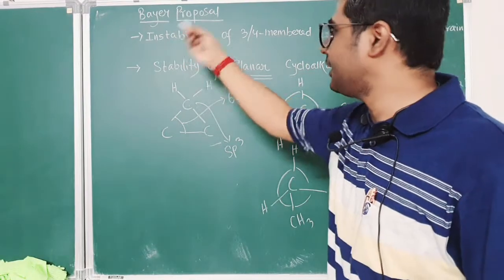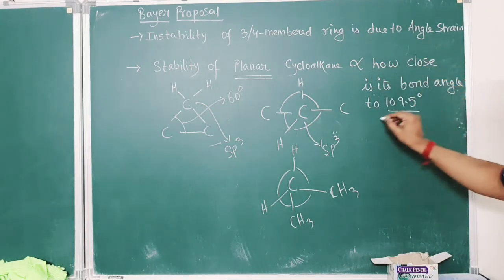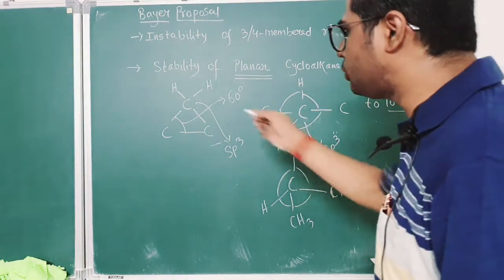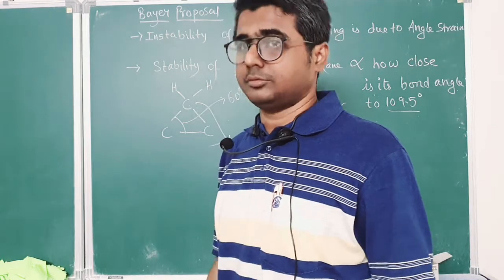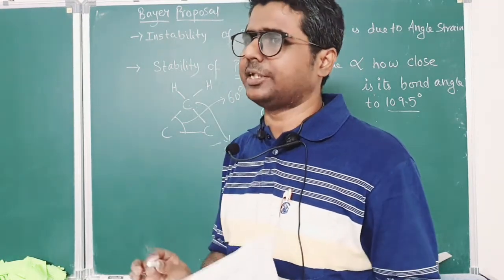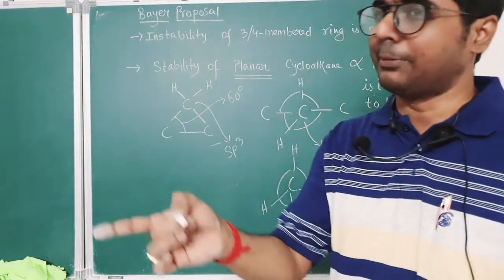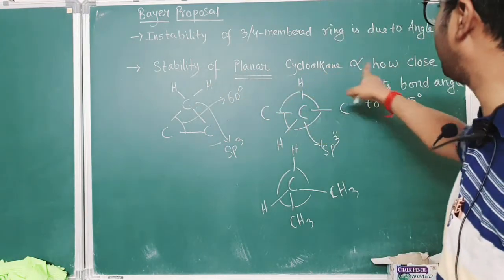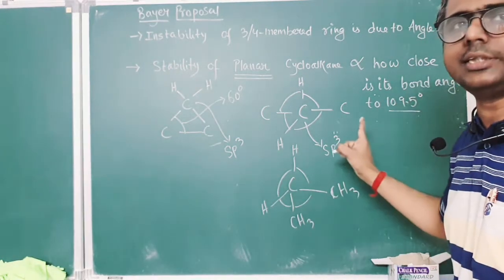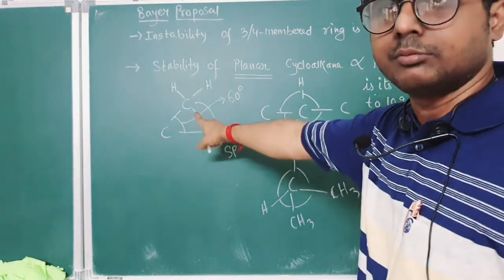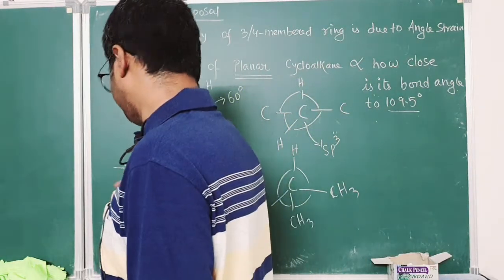So here I have written, or rather Baeyer had proposed, that the stability of a planar cycloalkane is directly proportional to how close its bond angle is to 109.5 degree. Suppose the actual angle for some other compound is 108 degree. Then the bonds would have to be compressed from 109.5 degree to 108 degree, but the compression is much less. So the instability will be less, and the compound will be relatively stable. That's what we have written: the stability of a planar cycloalkane is directly proportional to how close its bond angle is to 109.5 degree. The closer it is, the more stability. Cyclopropane is very far, because it has an angle of 60 degree, so it is a very unstable compound. Next.